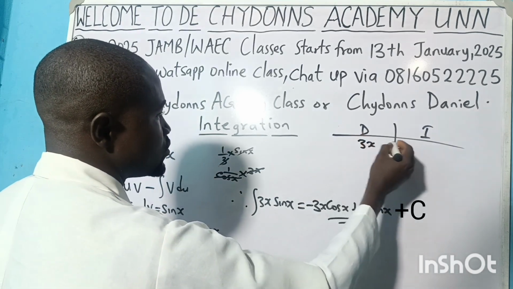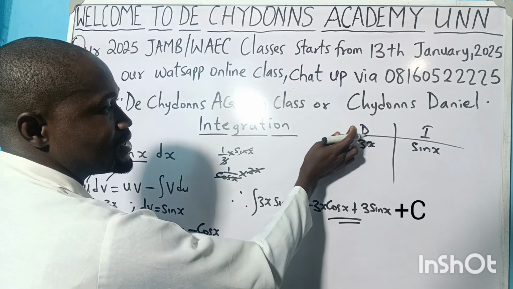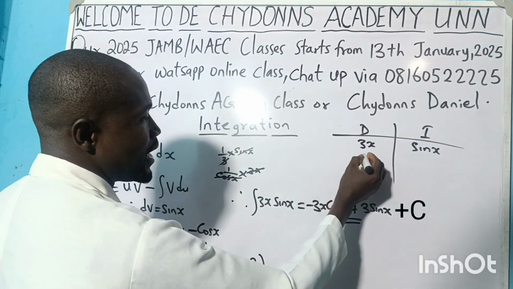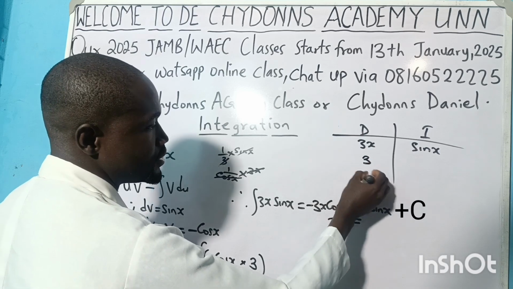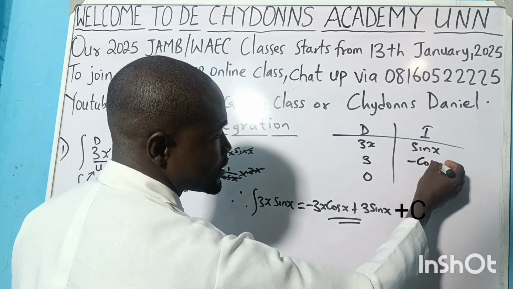3x can get to 0. Then sine x cannot get to 0. So it will be here. So this is differentiation, this is integration. Now watch what I will do. Differentiate 3x, 3. Differentiate 3, 0. Integrate sine x, minus cos x.